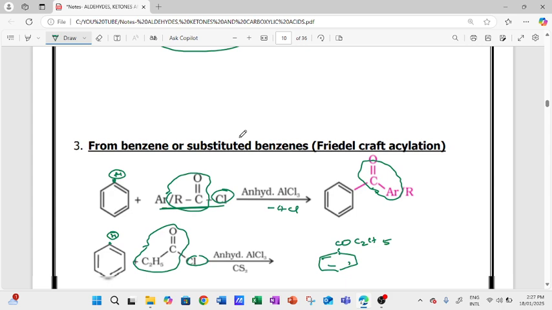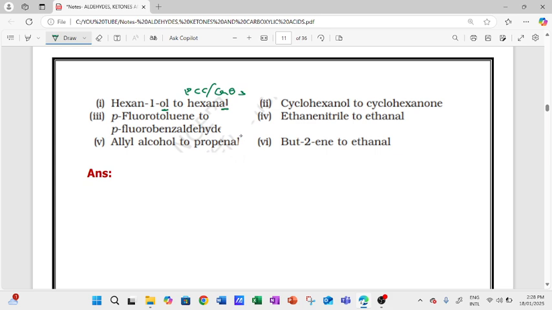Let's do some transformations to understand the reagents, continuing from the last video as well. Hexan-1-ol to hexanal. Ol is alcohol, al is aldehyde. Alcohol to aldehyde uses PCC, or we can use CrO3 as an oxidizing agent. Okay, cyclohexanol to cyclohexanone, which is a ketone. Cyclohexanol is a secondary alcohol that changes to a ketone using the same oxidizing agent, PCC or CrO3.